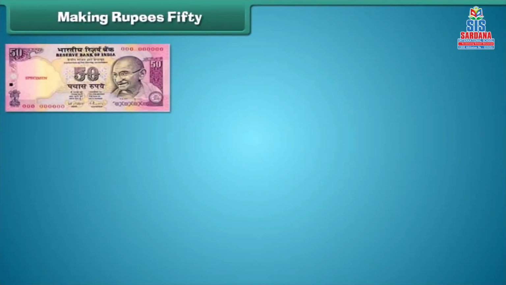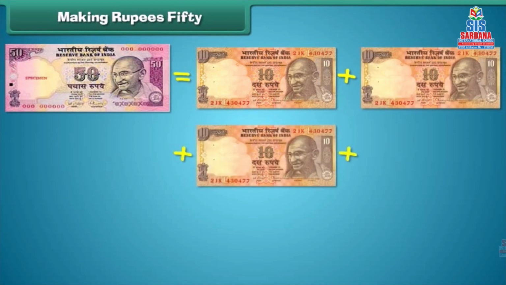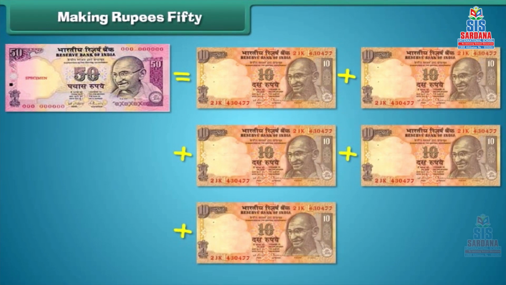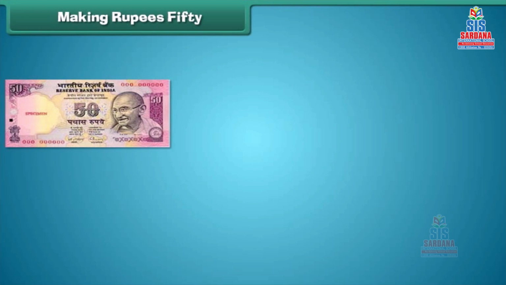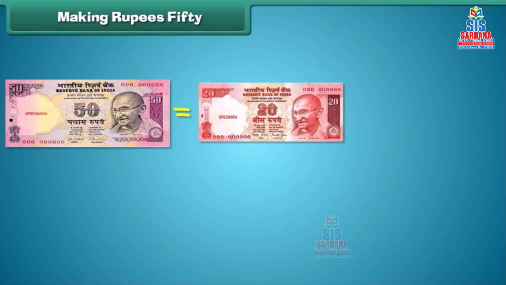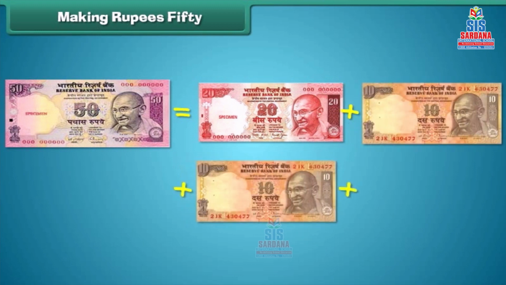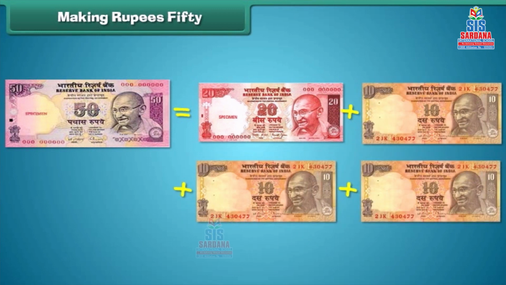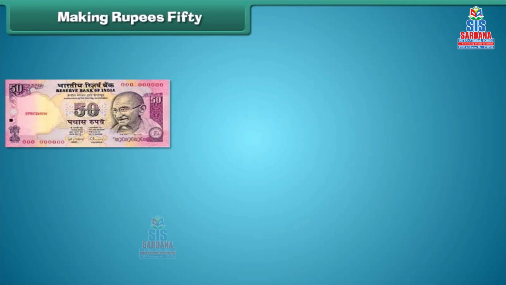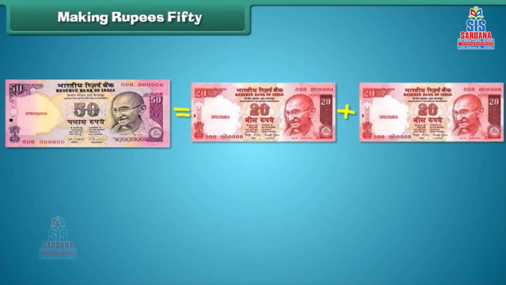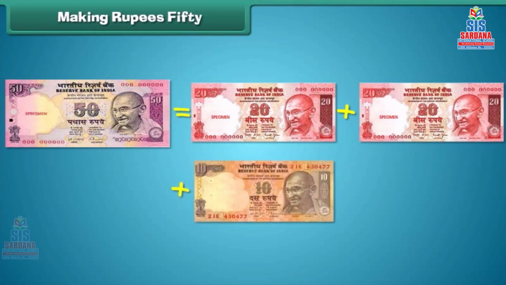Similarly, a 50 rupees note is equal to the sum of 5 10 rupees notes. 50 rupees note is equal to the sum of 1 20 rupees note and 3 10 rupees notes. 50 rupees note is equal to the sum of 2 20 rupees notes and 1 10 rupees note.